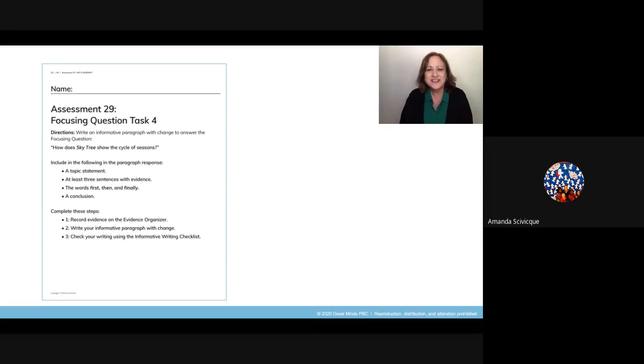Now that you've had a chance to look at the similarities in Skytree and also to think about the word cycle and what it means, you're ready to answer the focusing question. How does Skytree show the cycle of seasons? Pause here to grab assessment 29, which is the focusing question task 4, and your pencil. And then just hit play so we can review the directions together.